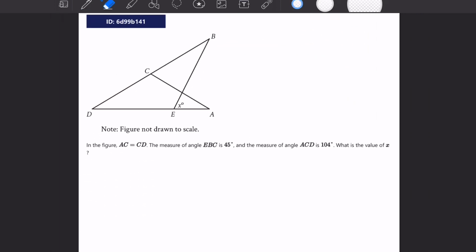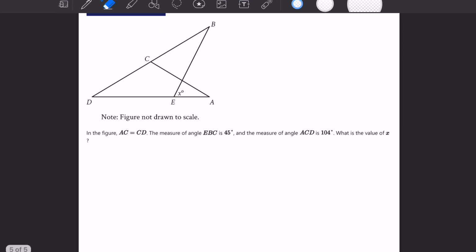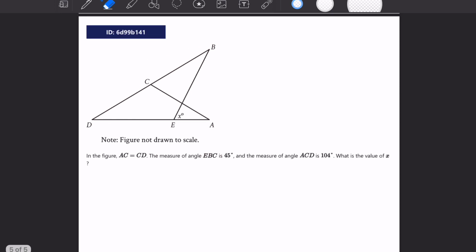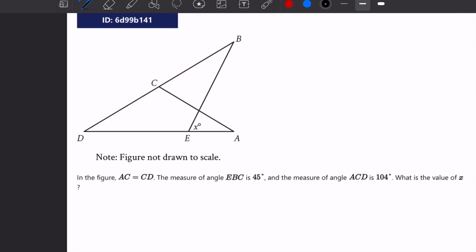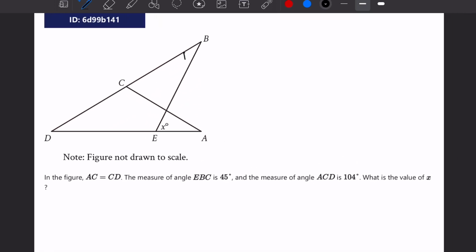Okay, the fourth question, or is this the fourth or the last question, my bad. So, in the figure AC is equal to CD, the measure of angle EBC is 45 degrees and the measure of angle ACD is 104 degrees. What is the value of x? So let's label all the degrees that we know. So EBC is 45 degrees here, and angle ACD is 104.